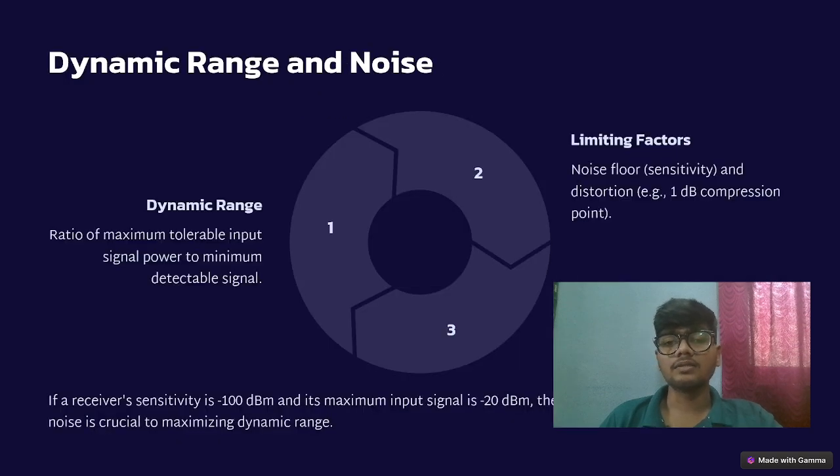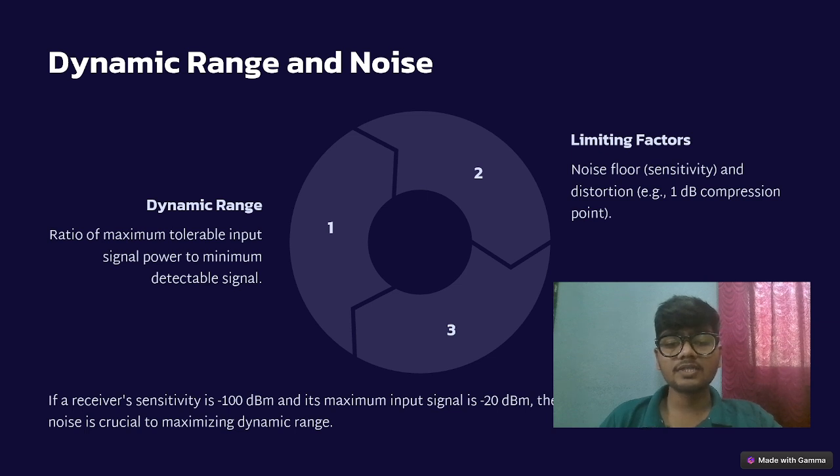Dynamic range and noise. There are three topics: dynamic range, limiting factors and noise impact. The first one is dynamic range: the ratio of maximum tolerable input signal power to minimum detectable signal. The second one is limiting factors: noise floor, sensitivity and distortion, for example the 1 dB compression point. And the third one is noise impact: higher noise floors reduce dynamic range.